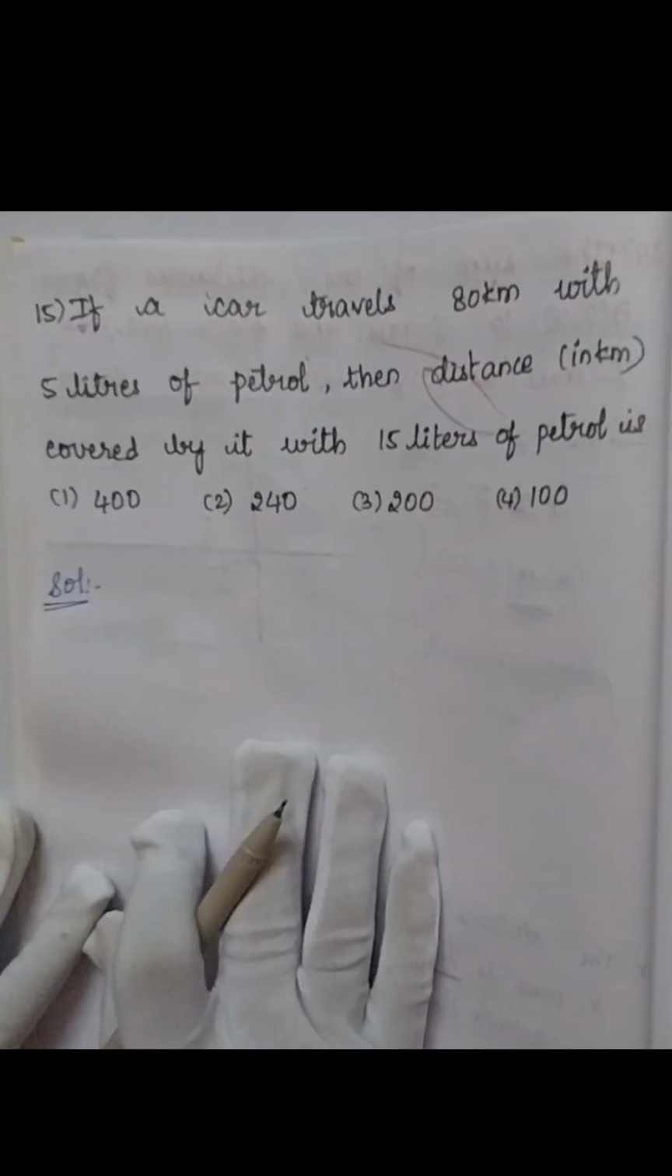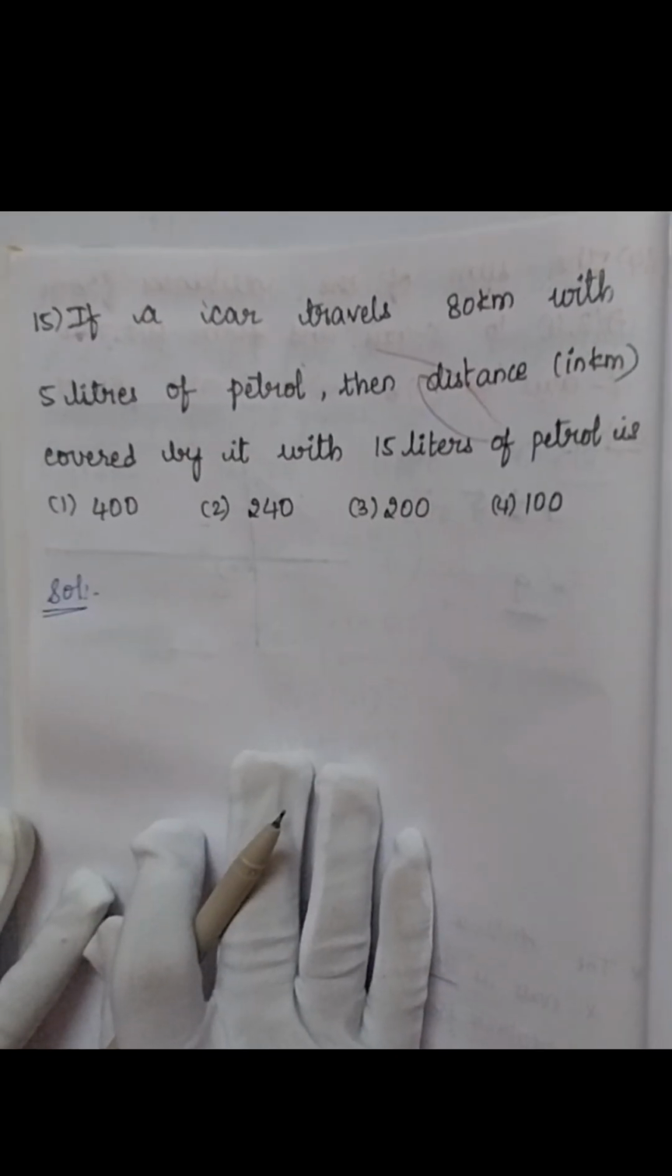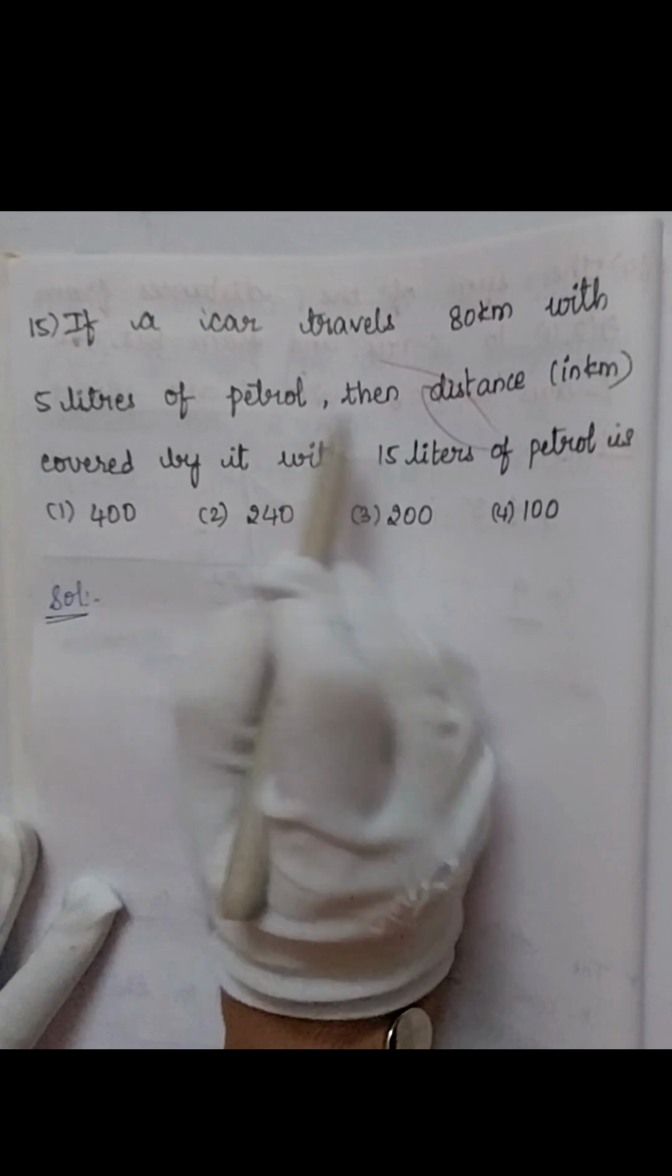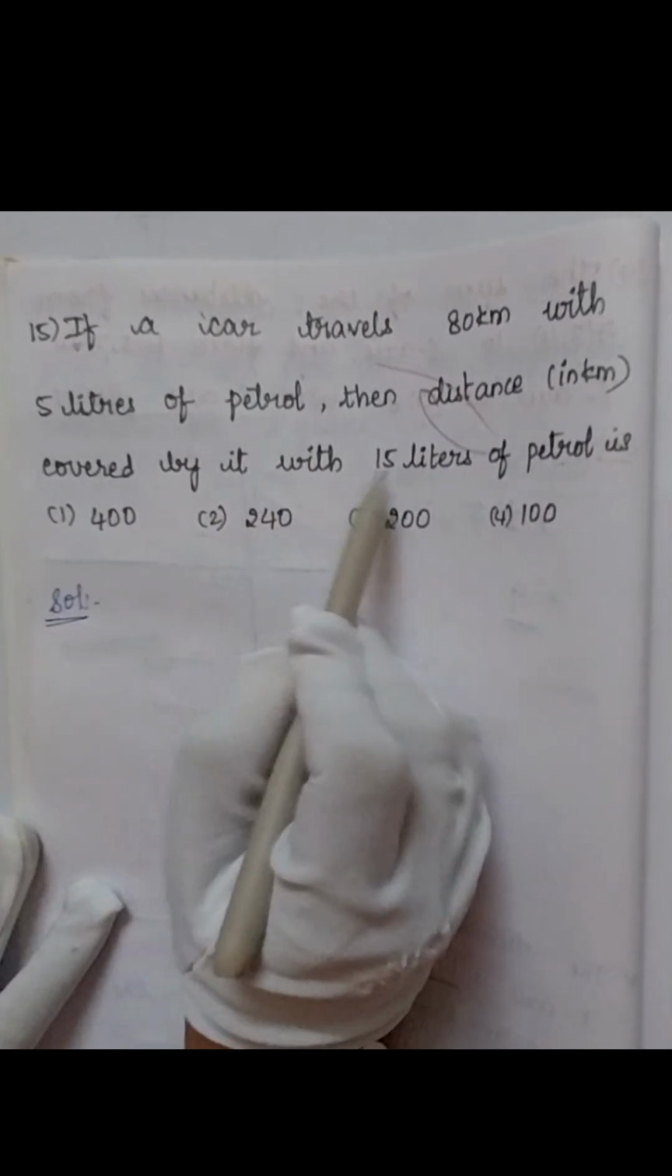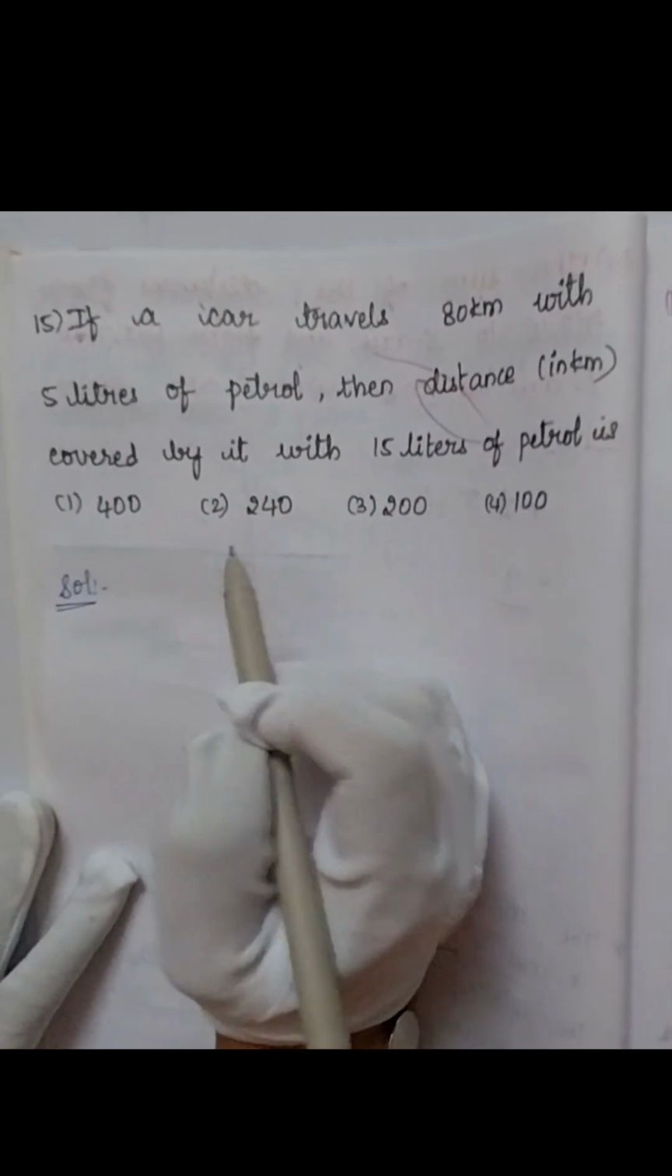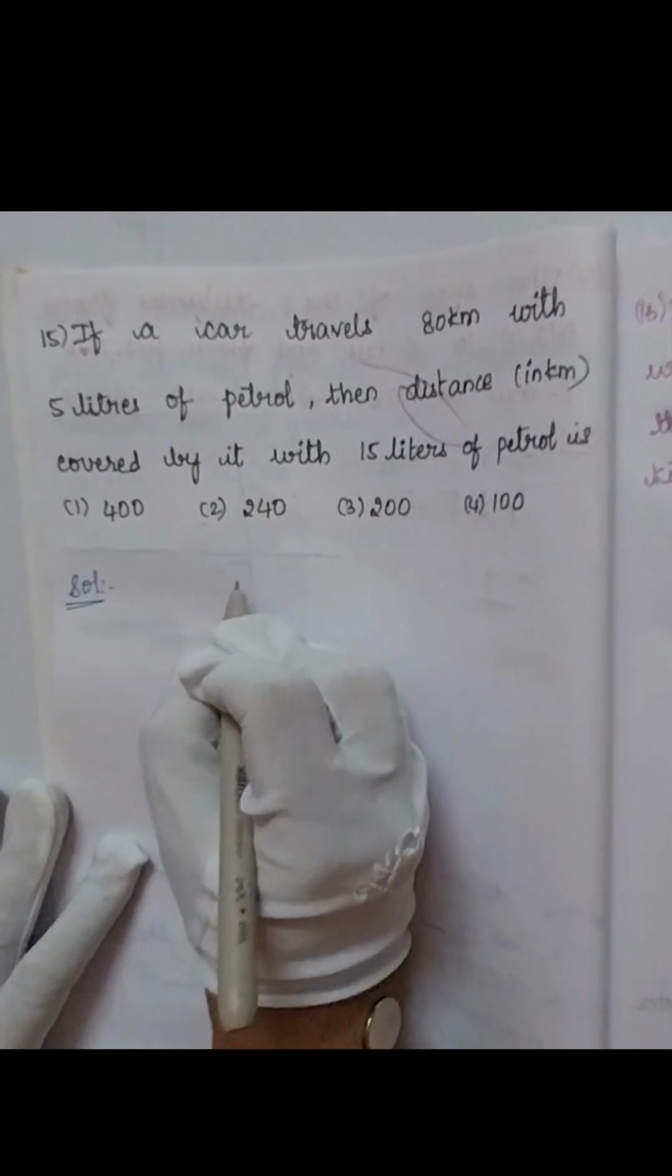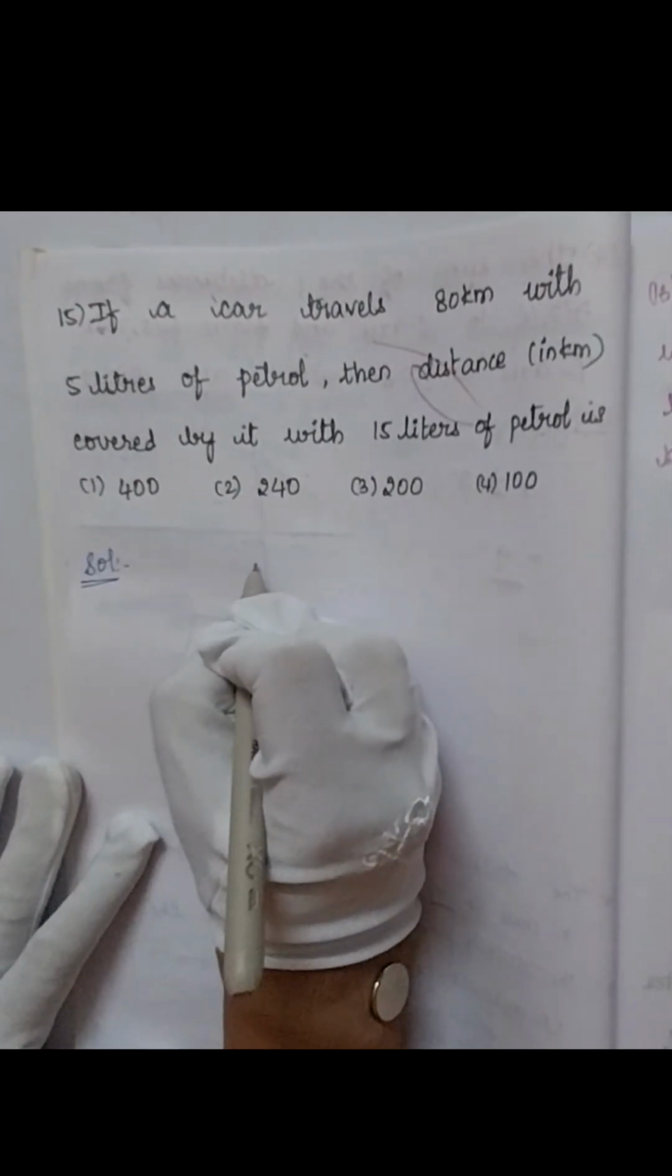Coming to the 15th question: if a car travels 80 kilometers with 5 liters of petrol, then the distance in kilometers covered by it with 15 liters of petrol is. This is very, very simple. It is nothing but a cross multiplication. Hope you have done this many times, so we'll do it here.